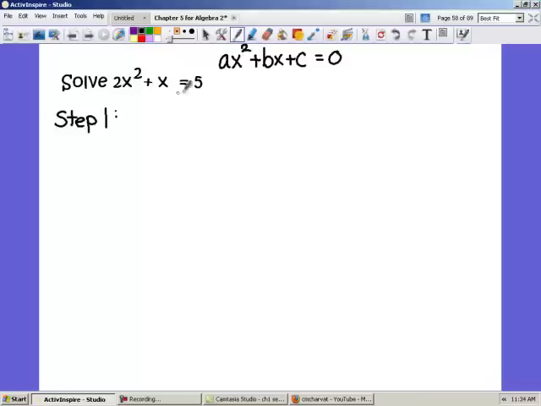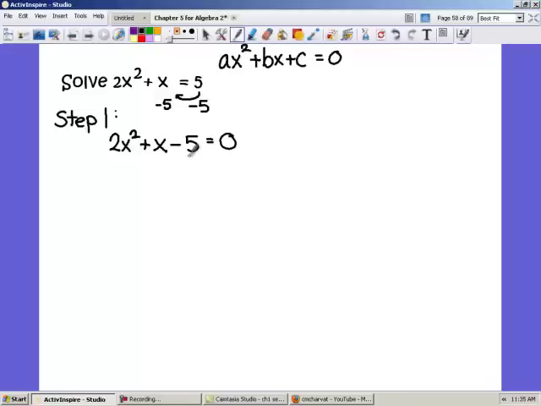So we need to move some of the stuff around. We already have the ax squared plus bx. We just need to move this 5 over to here. So we're going to subtract the 5 on both sides. So now we have 2x squared plus x minus 5, and now it's equal to 0. We're going to use the quadratic formula instead of factoring this. Okay, this is another method of finding the intercepts.